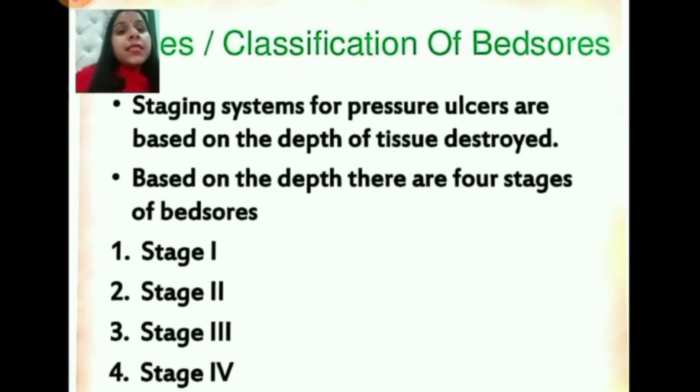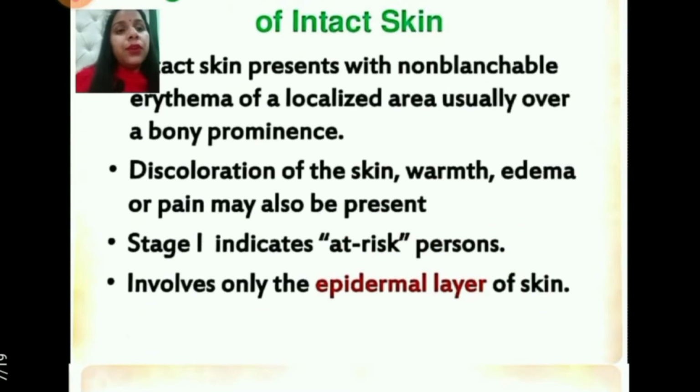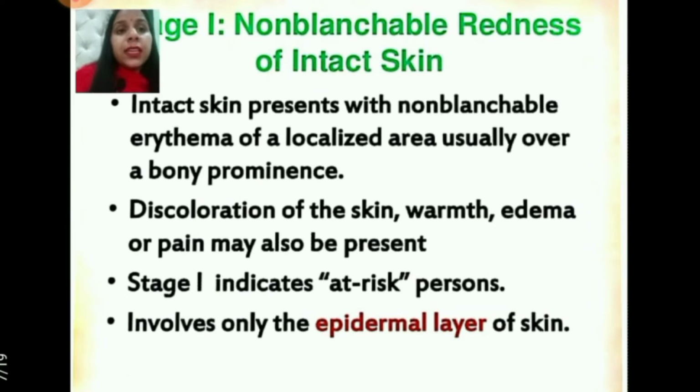Now, what are the stages of bed sores? The staging system of pressure ulcers is based on the depth of tissue destroyed. Based on the depth, there are four stages of bed sores: stage 1, stage 2, stage 3, and stage 4. Now, what is the first stage?